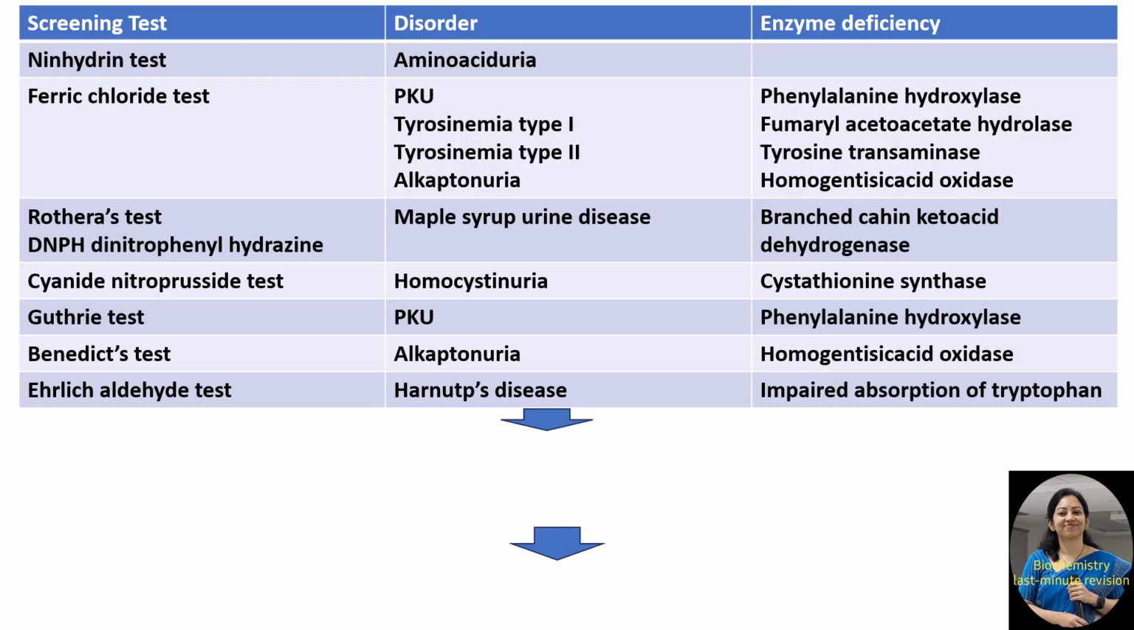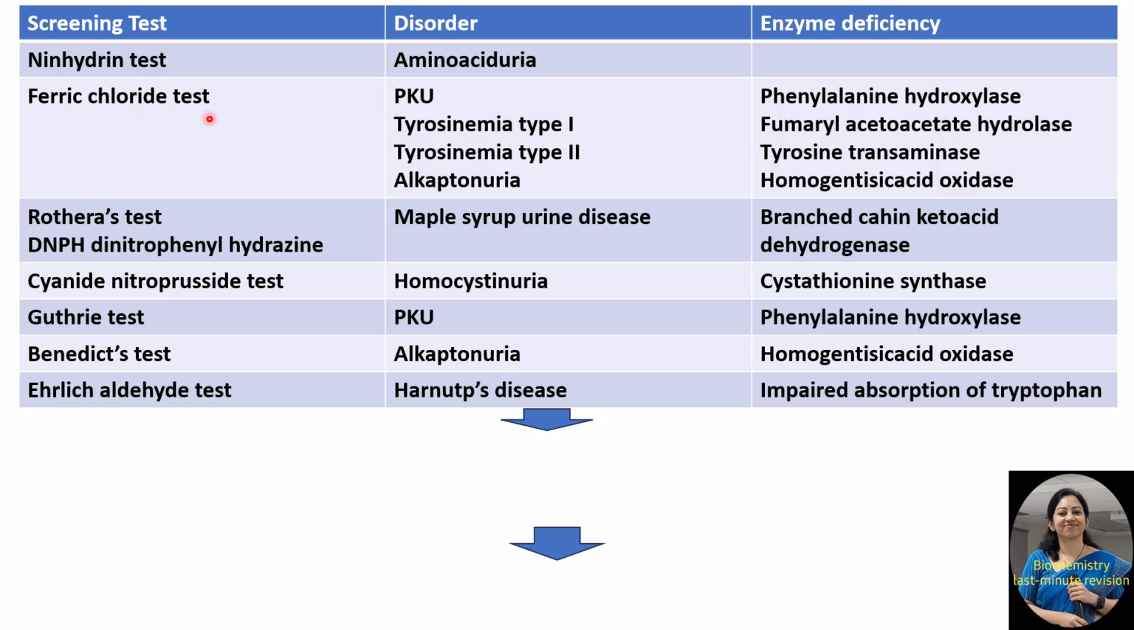Coming to what screening tests are available to diagnose various errors of protein metabolism. The ninhydrin test is a general test for any amino acid. Whenever the child is excreting amino acids in his or her urine, we can perform the ninhydrin test, and this will result in development of blue or purple color. And proline and hydroxyproline, which are amino acids, give yellow color.